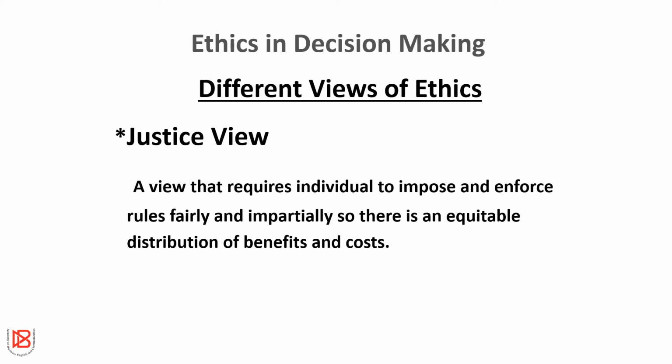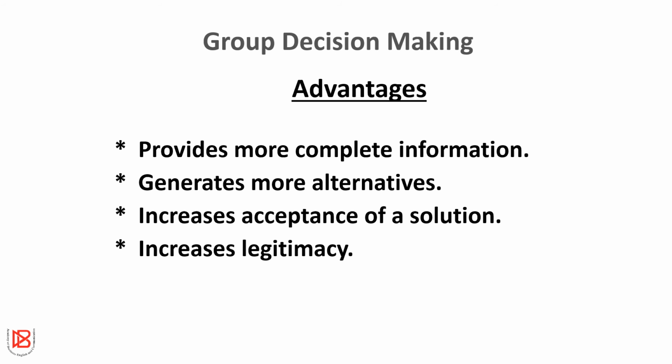And then we come across the justice view, a view that requires the individual to impose and enforce rules fairly and impartially so that an equitable distribution of benefits and costs goes around it. So what is the right way? What is the justice way? The justice way might not be the right way also, but it might be the factual way of being equitable, fair altogether. This is the justice way, absolutely by the legal standard that comes around it.